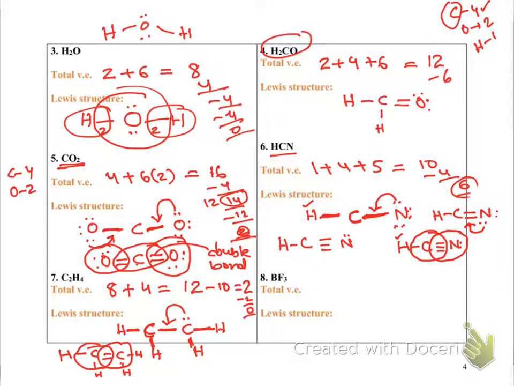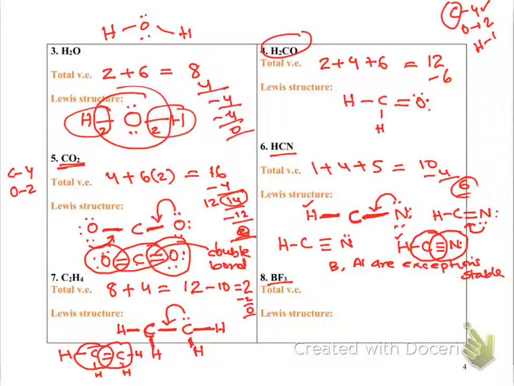The last example is BF3, and on your first slide it says that there are some exceptions. For example, boron and aluminum are the exceptions. You see 3 bonds around them. 3 bonds means 6 electrons, but they are still stable.